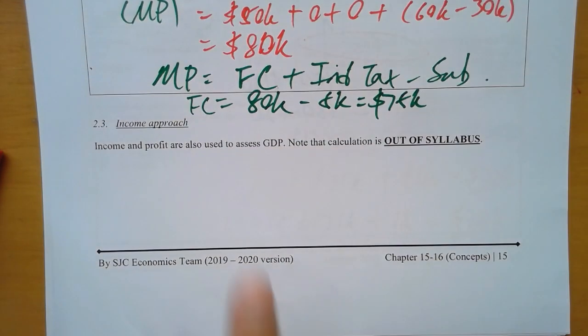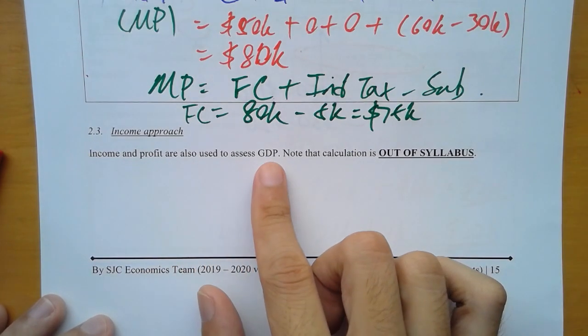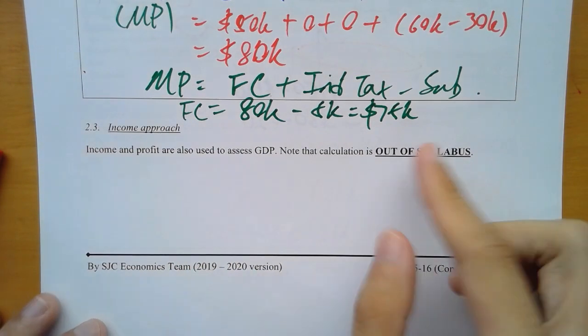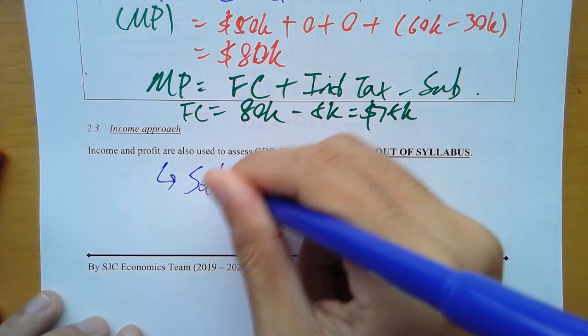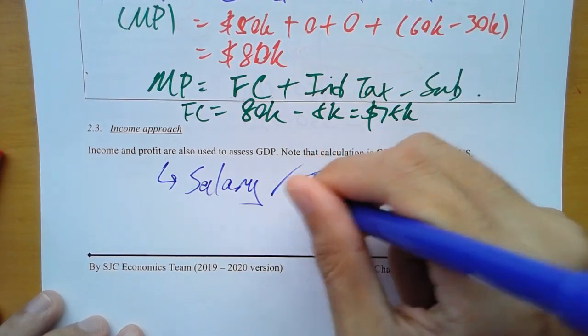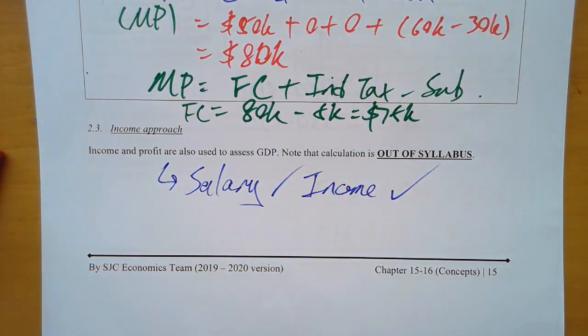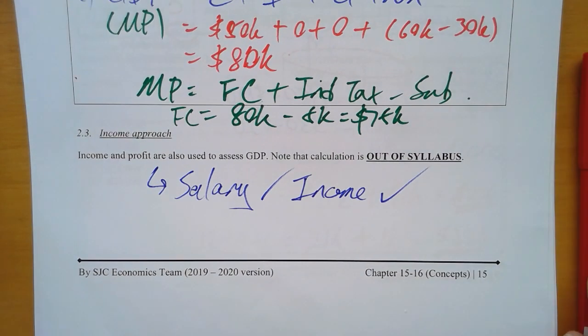Now finally, the income approach. Income and profit are also used to assess GDP. But remember, the calculation is out of syllabus. For our purpose, you only need to remember that salary and income are counted in GDP, and that would be good enough. That will be part 2 of our GDP video series. For the next video, we are going to wrap this up by talking about different concepts like real GDP, GDP deflator, and some limitations and when to use GDP. All right, until then, I'll see you again in the next video.